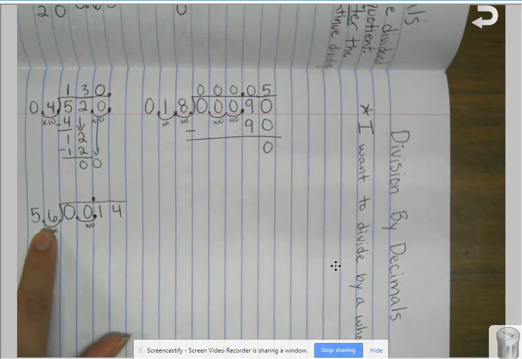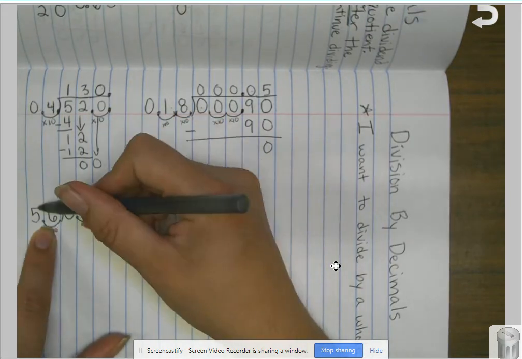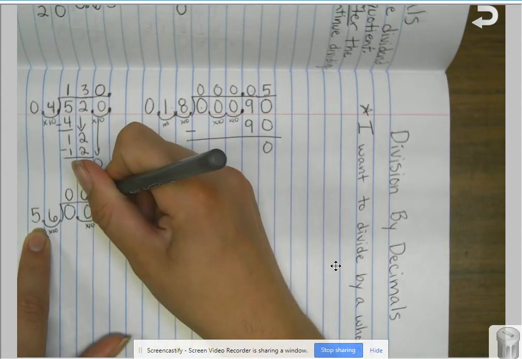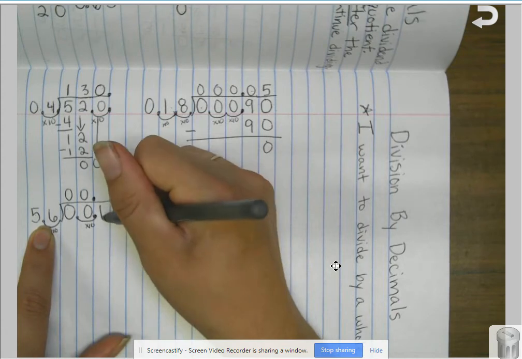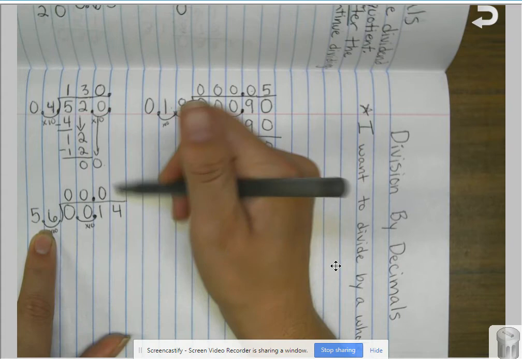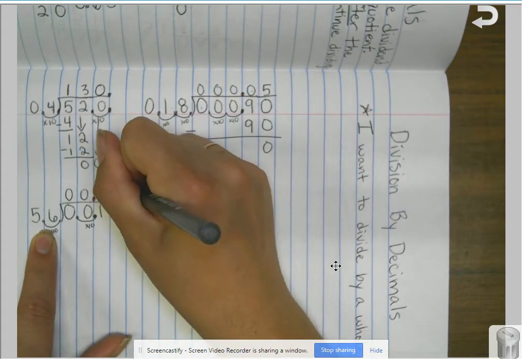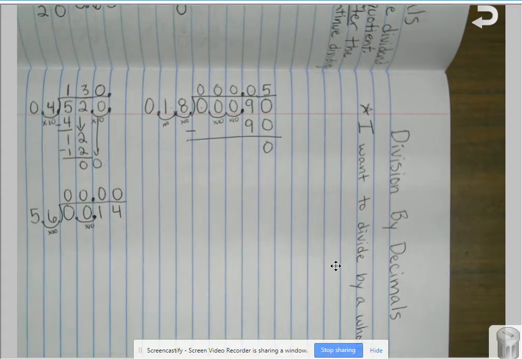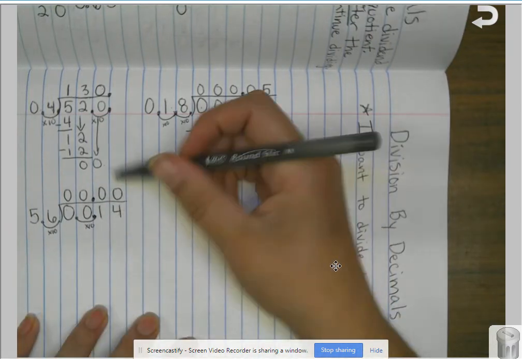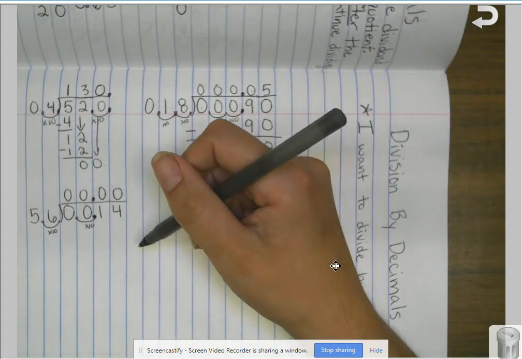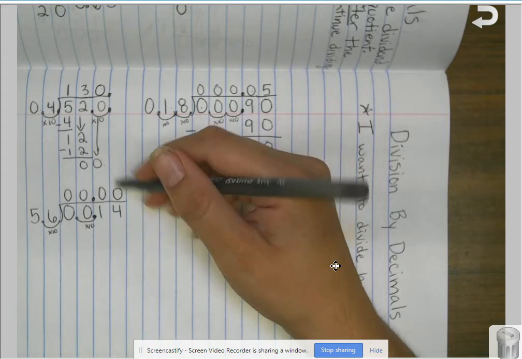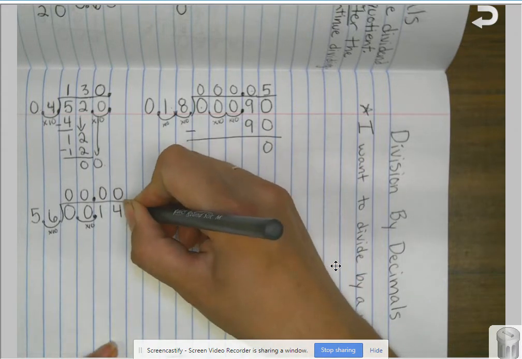All right, 56 is my new number. 56 will go into 0, 0 times. 56 will go into 0, 0 times. 56 will go into 1, 0 times. 56 will go into 14, 0 times. Okay. With very little effort, I've already done 4 of my place values. Now I need to look at what I need to do in order to figure this answer out. I can't have remainders when I'm dealing with decimals. I want a decimal answer. So we're going to annex a 0.